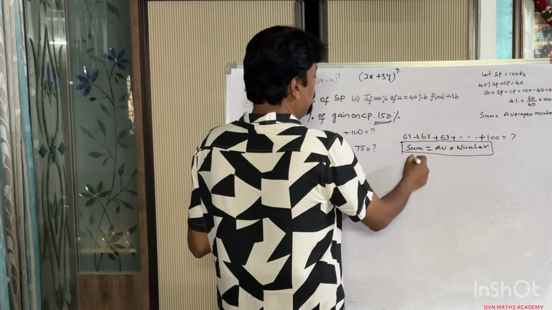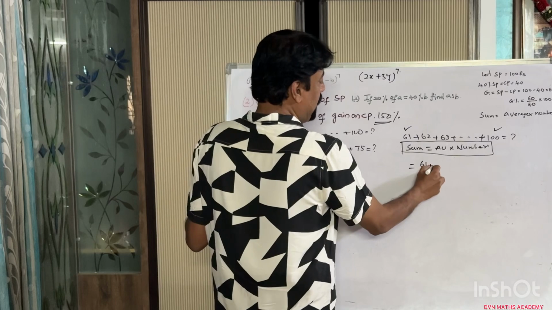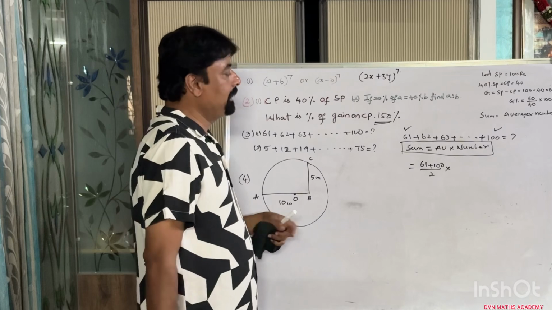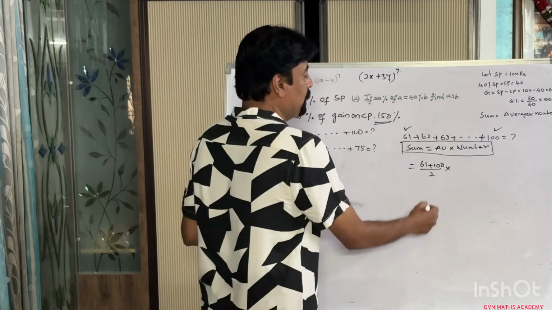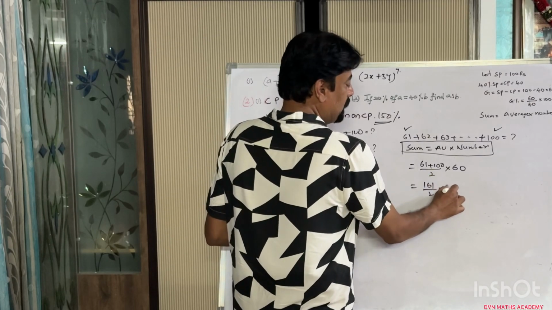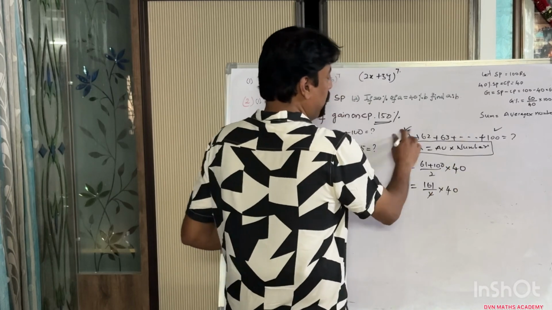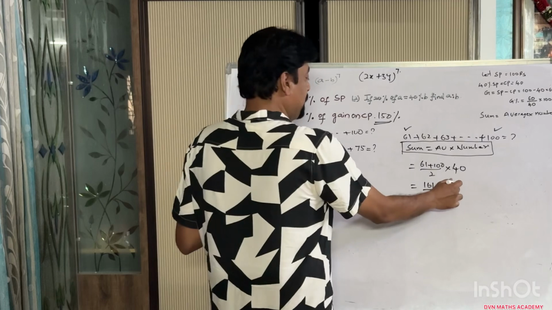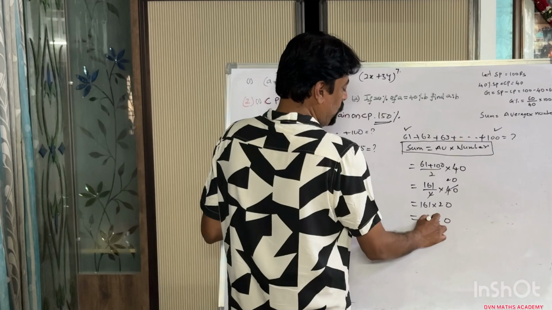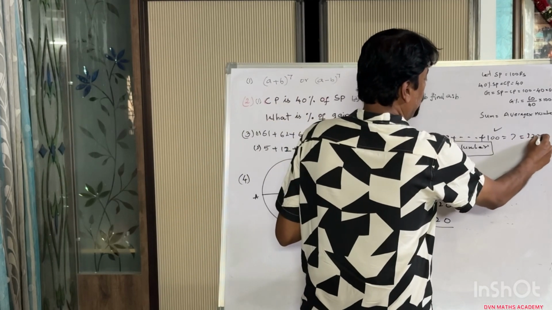So the technique to find this type of sum is average into number. Average means you add the first term and the last term and divide by 2. So (61 plus 100) by 2 into number. How many numbers are there in the given series? From 61 to 100, sorry, there are only 40 numbers, I am sorry. If you cancel this, you will get 20. So the answer is 161 into 20, which is 3220. The answer is 3220.